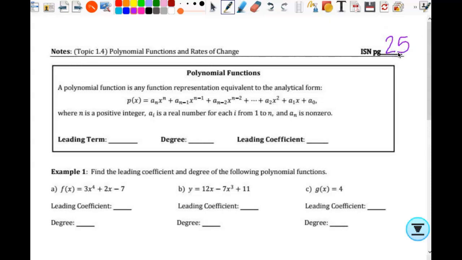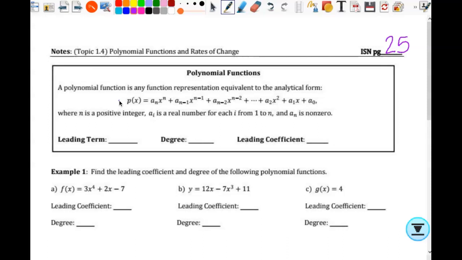We're going to talk about polynomial functions and rates of change. So polynomial functions, not new to you, all right? Although you may have never seen this crazy looking thing here, so let's talk about what this says. A polynomial function is any function representation equivalent to the analytical form of this, okay? And so that looks horrific. But a polynomial is just like 3x cubed plus 2x squared minus 5x plus 7. That's a polynomial, right? As many terms is what it means.